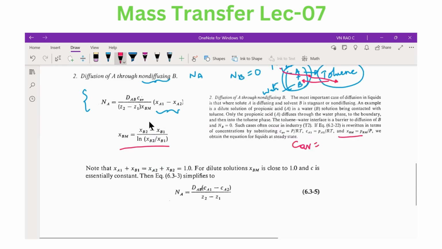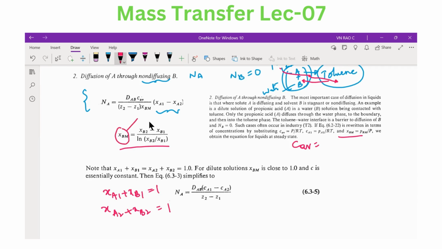Ultimately, we come to this particular equation. But here, if you remember, x_A1 plus x_B1 at point 1 should be equal to 1. x_A2 plus x_B2 at point 2 should be equal to 1. So for dilute solutions, x_BM is close to 1. So this term vanishes. For dilute solutions, this is simplified and written like this: N_A is equal to D_AB C average. Since it is a dilute solution, there is no average, C will be constant. So C can be taken inside. C into x_A1, C into x_A2 will become C_A1 and C_A2. So this is the ultimate equation. We'll go into the next session. This is the molecular diffusion in liquids.